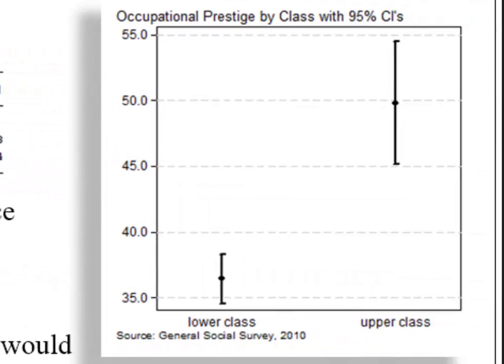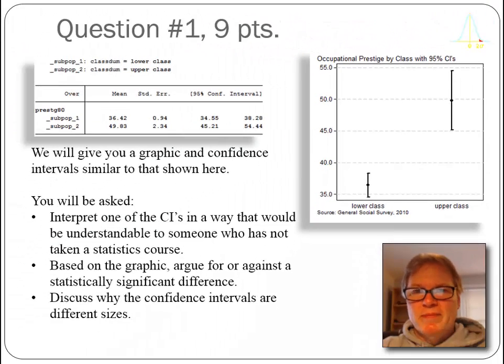On the right-hand side is a graphic that shows you what those confidence intervals look like next to each other. You're going to be asked to take one of those confidence intervals and to interpret it and provide an explanation of what a confidence interval is for somebody who hasn't taken a statistics class. So think of this as describing it to your roommate who maybe hasn't taken statistics, or to your parent. Based on that graphic, we're going to have you look at it and try to determine if you think there's a statistically significant difference in those means.